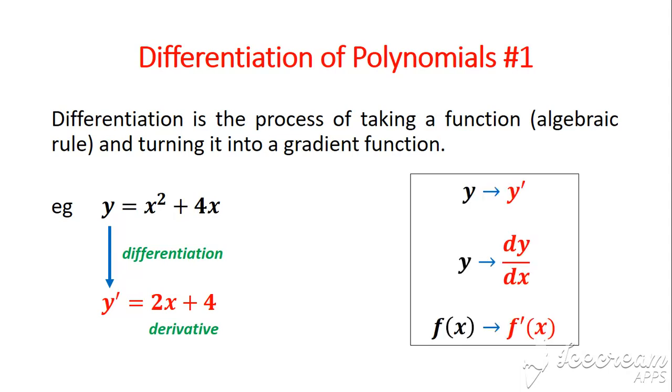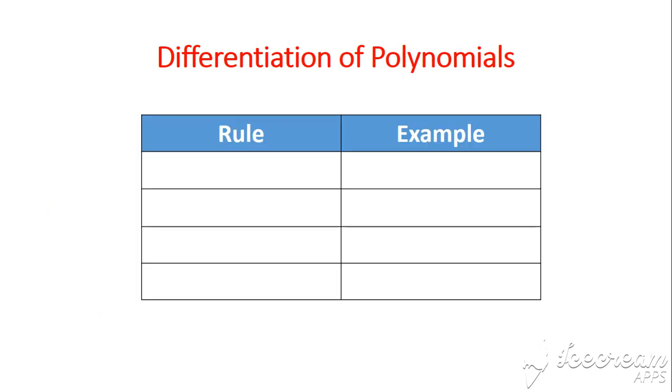Here's some of the notation you need to be confident with. The informal notation: y differentiates to y dash. The formal notation says y differentiates to dy over dx. And one other type of notation you need to be familiar with: if f is the name of the function, this differentiates to f dash x. Okay, let's get into some rules.